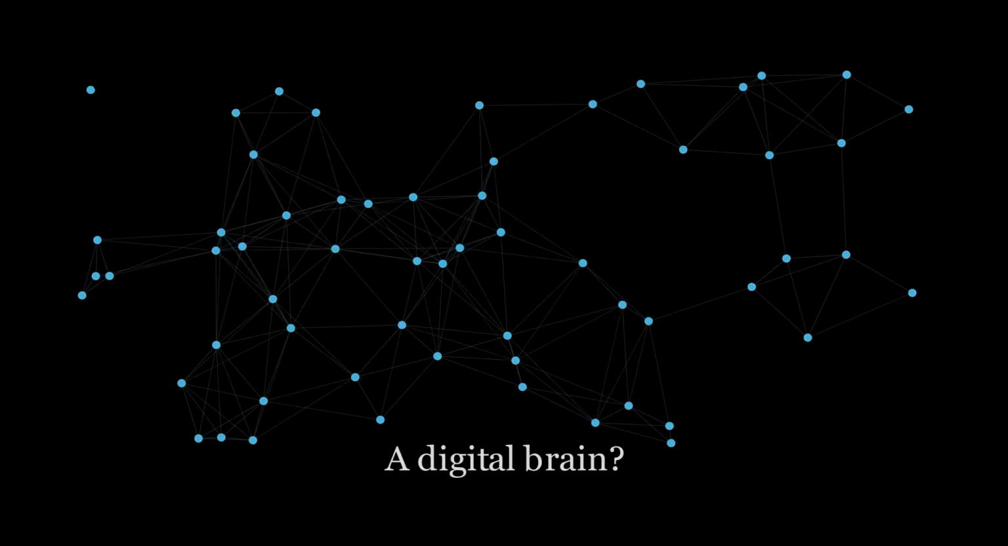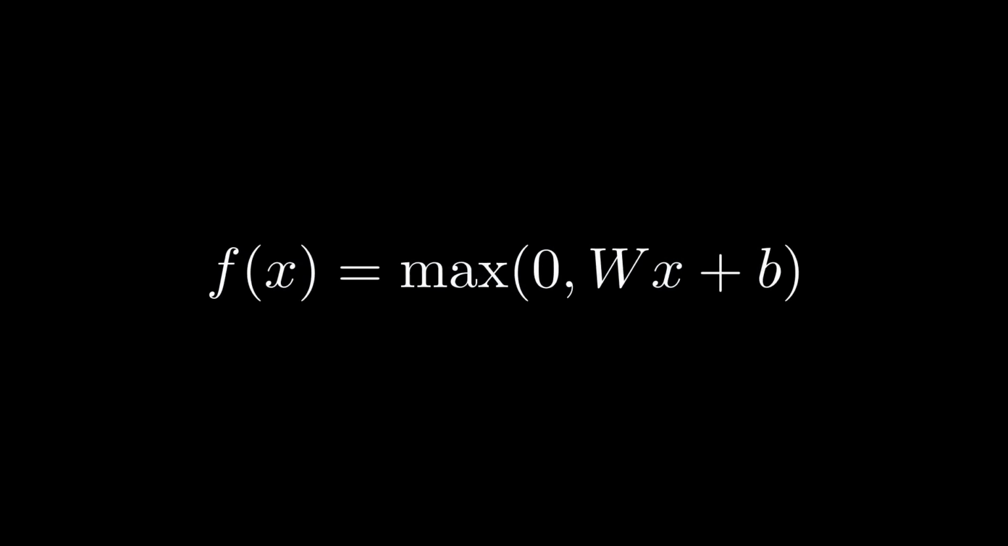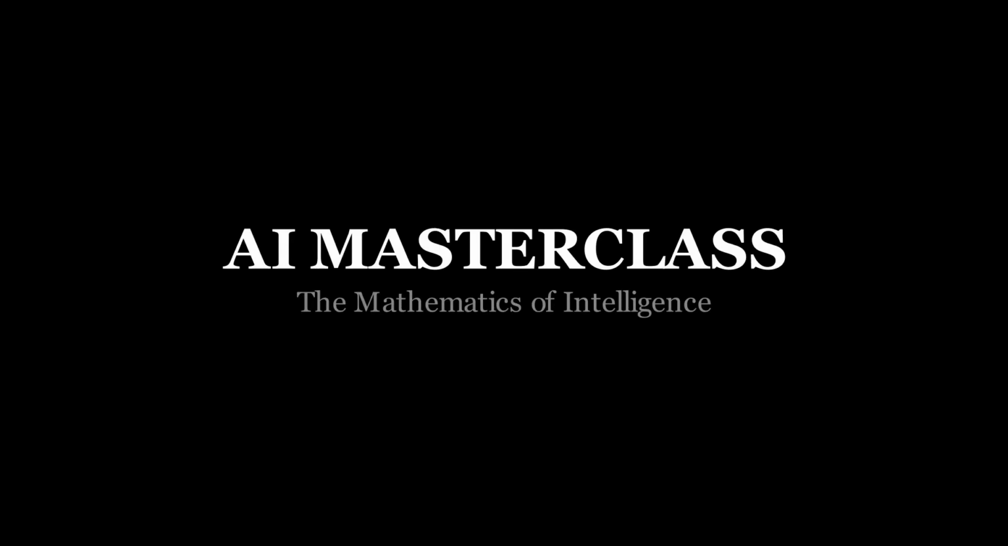Many people think AI is a miracle, a digital brain that can think, imagine, and make decisions. That's an illusion. If we get to the root of it, there is no consciousness there. There is only linear algebra. In this video, we will thoroughly analyze it mathematically. Welcome to the AI Masterclass.